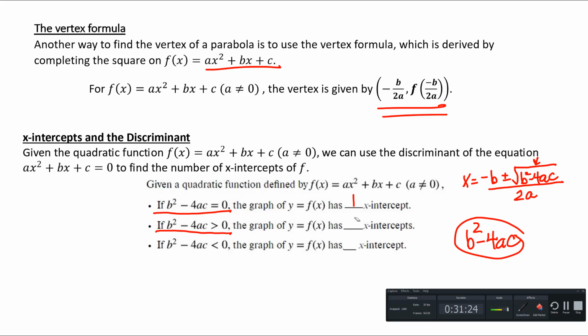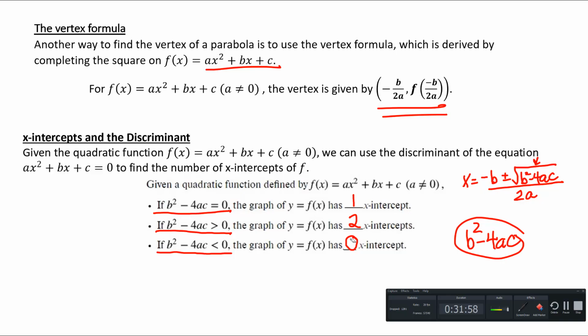So two x-intercepts if the discriminant is positive. If the discriminant is negative, you're also going to get two values, but they're not going to be x-intercepts because they're going to be complex. You're going to get negative b plus or minus a square root of a negative number. And so therefore there won't be any x-intercepts because there are no complex numbers in the xy plane.